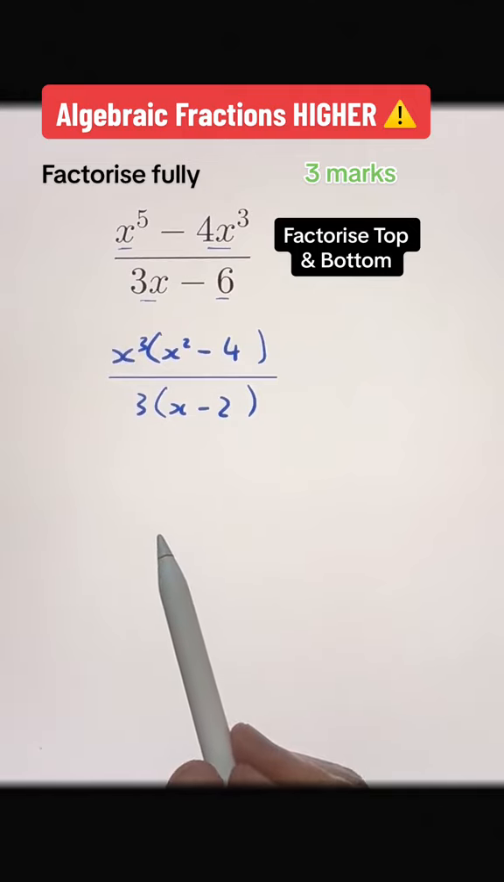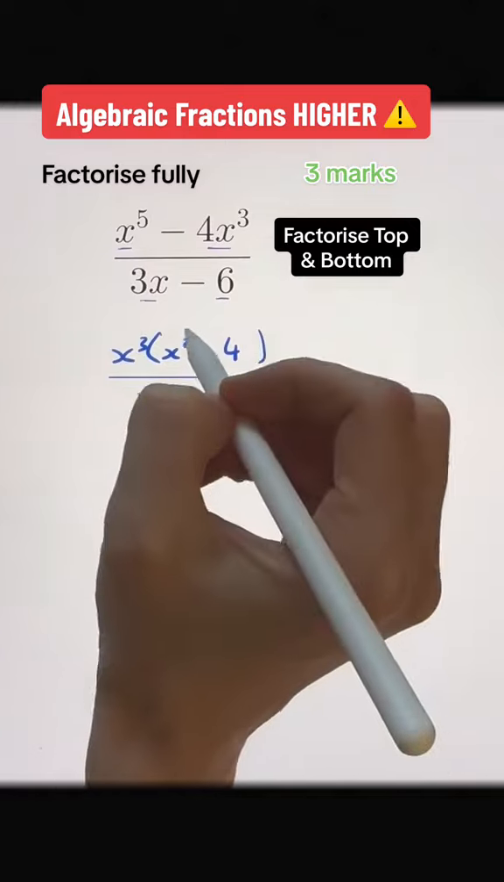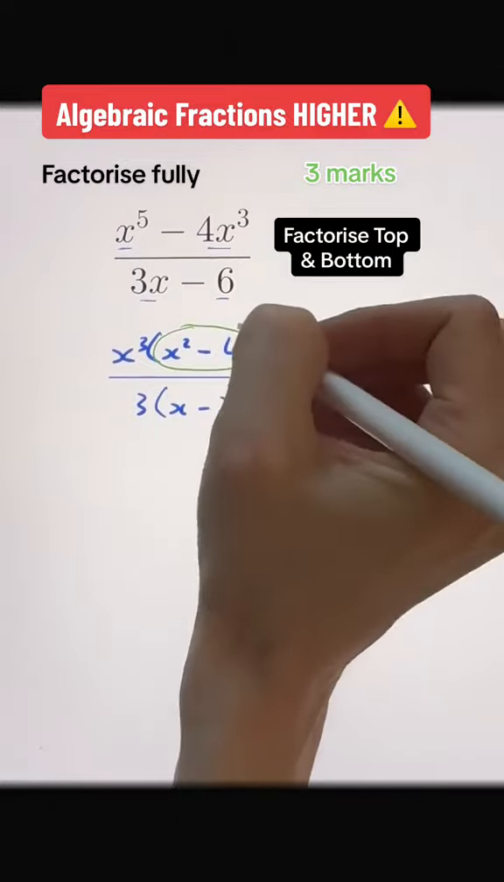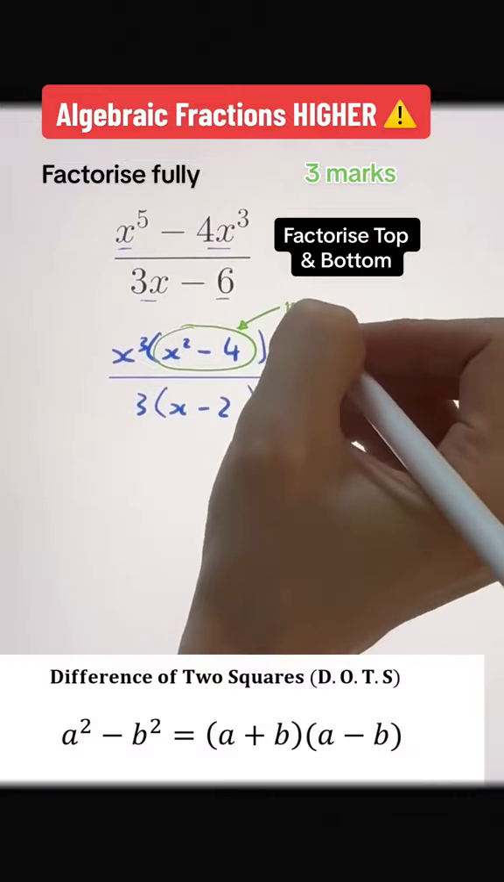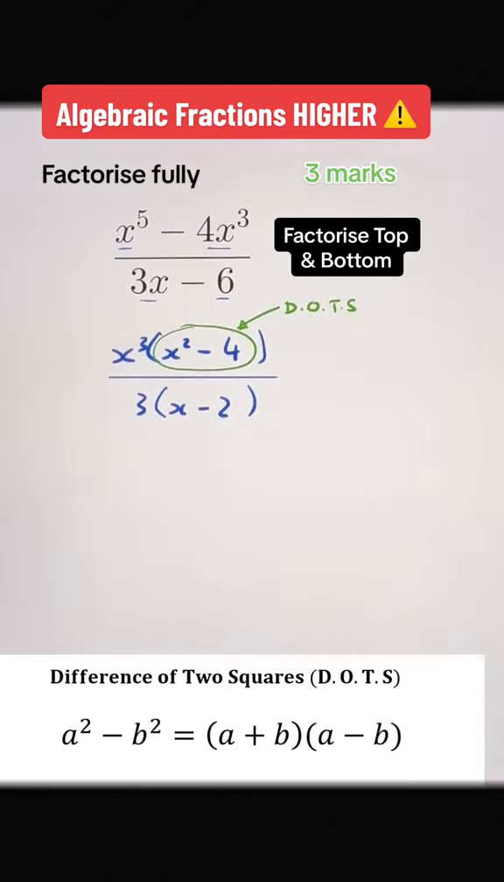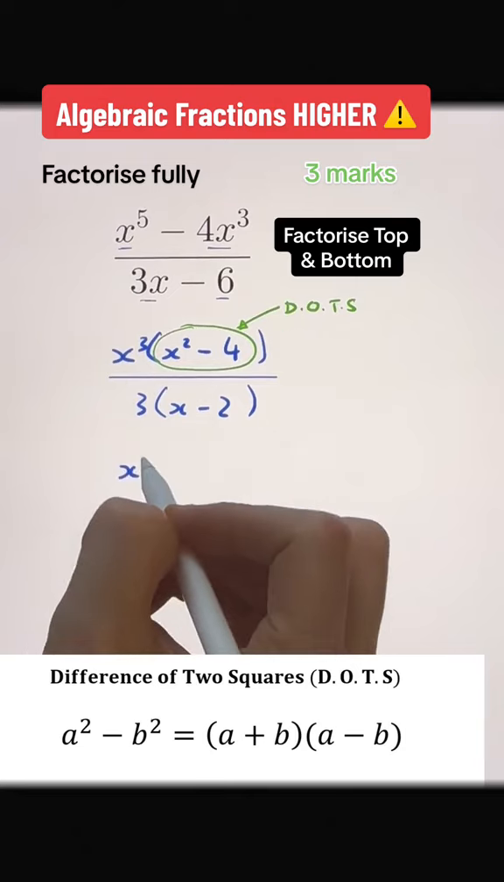As we were asked to simplify fully, looking at the top and bottom of my fraction, I can see I've got no common factors. But I can see that x squared minus 4, I can factorise further, as it's what we call DOTS, i.e. difference of two squares, i.e. a squared term must subtract another squared term. Hence I can leave the x cubed alone on the outside.